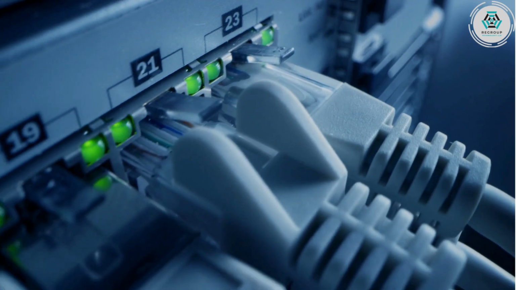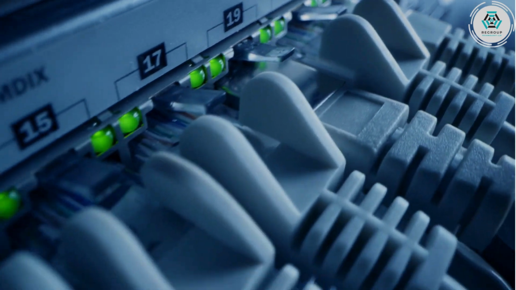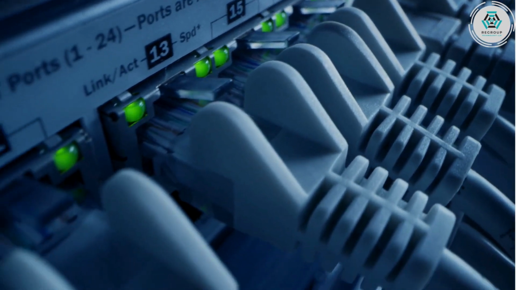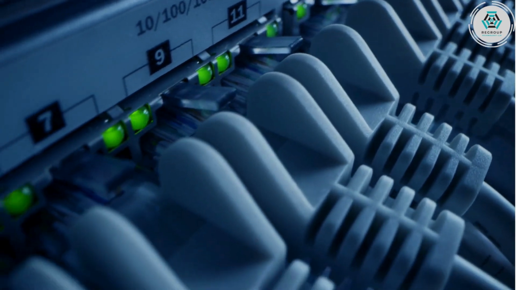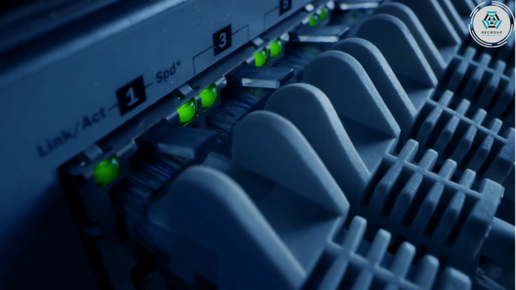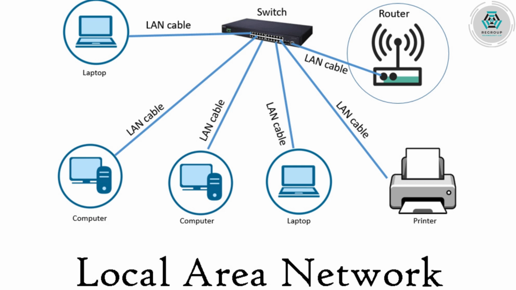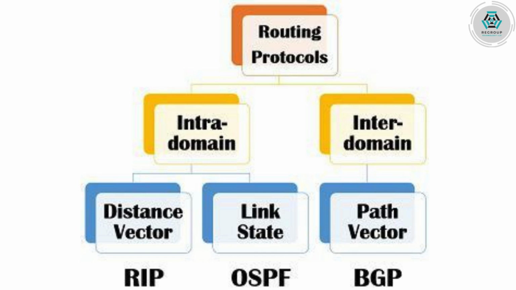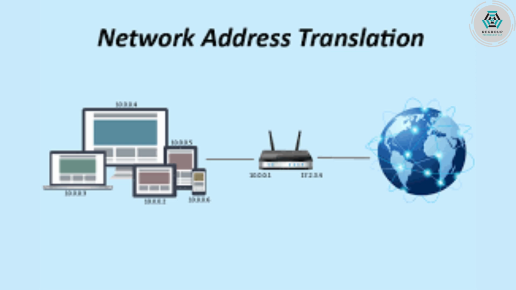Router. A router is a network device that forwards data packets between computer networks, directing traffic on the Internet. It connects different networks, such as a local area network, LAN, to the Internet, and determines the best path for data to travel. Routers use routing tables and protocols like RIP, OSPF, and BGP to make forwarding decisions.